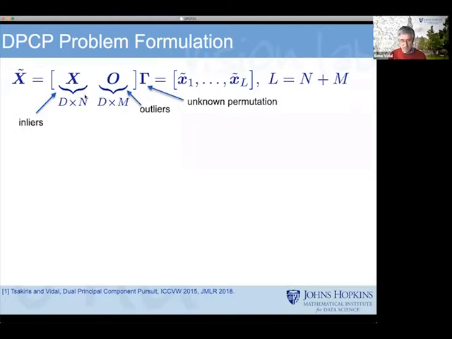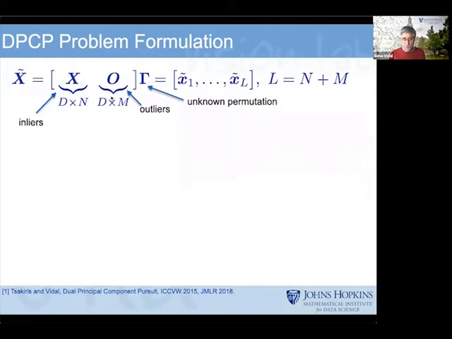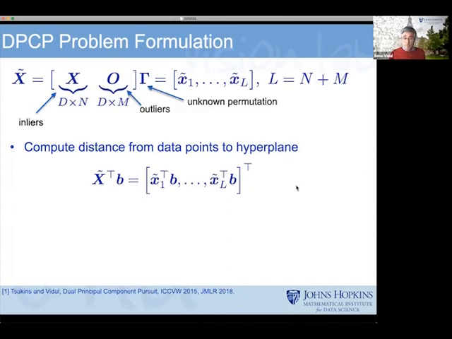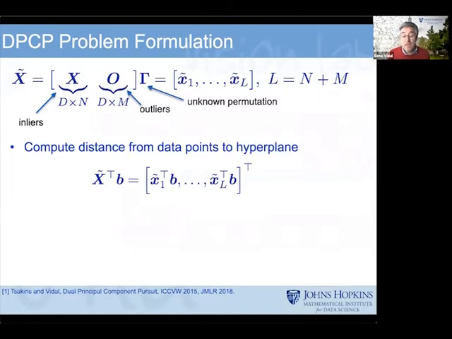And again, as I said earlier, we assume we don't know which points are inliers and which points are outliers. So that's why the X tilde matrix is up to some unknown permutation here. Capital L is going to denote the total number of points, both inliers and outliers. So the dot product between any point X tilde and a normal vector B to some hyperplane effectively is the signed distance from that data point to the hyperplane.